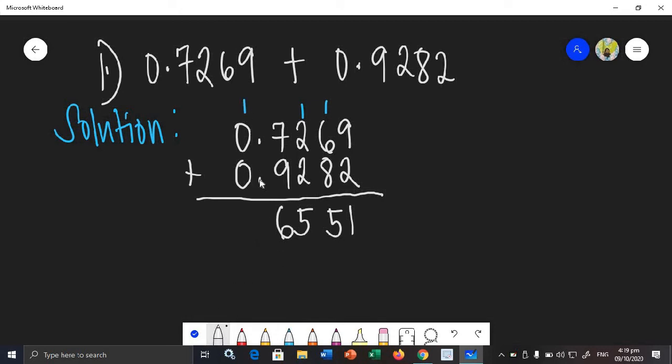And then don't forget the decimal point. Okay? And then 1 plus 0 plus 0, the answer is 1. Therefore, the sum of the given is 1.6551. Yun na ngayon yung sum niya. Ganun lang siya kadali. Ganun lang mag-add, okay, ng decimal.